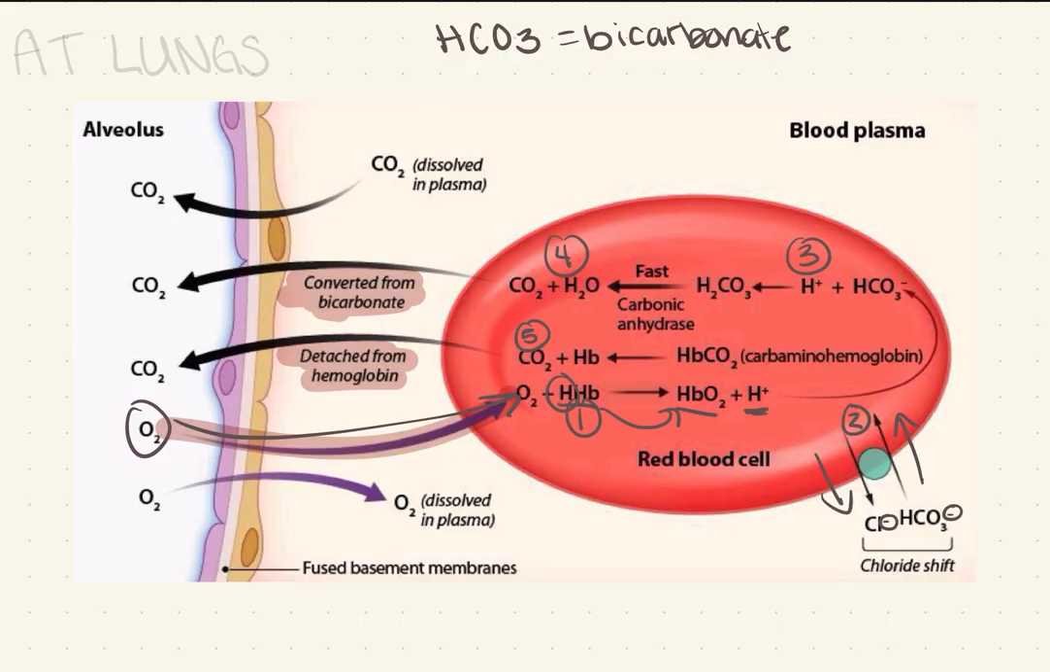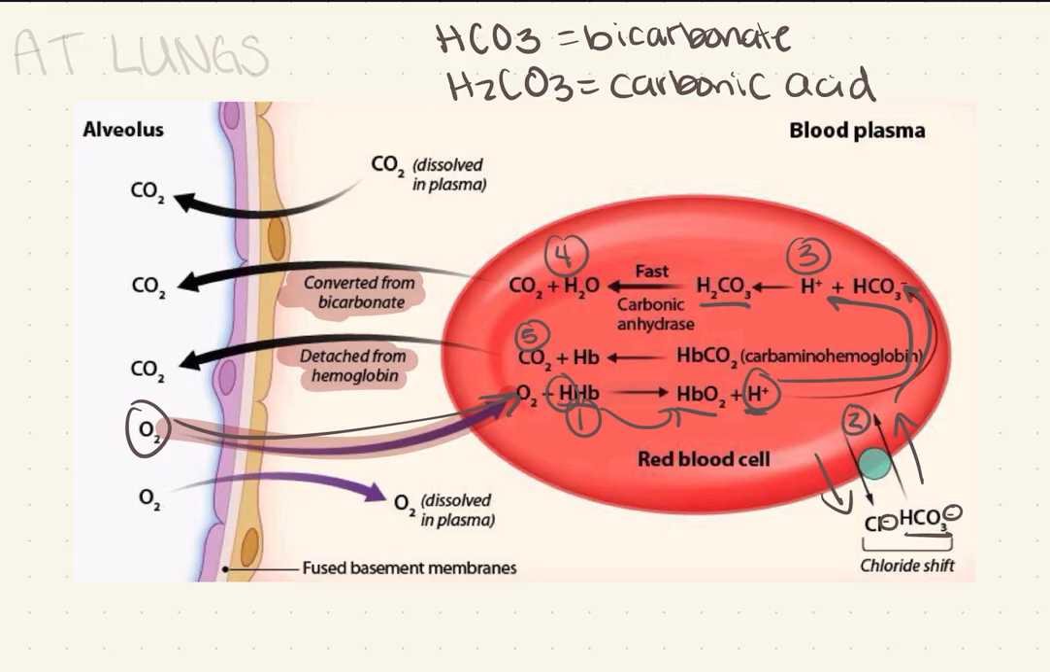All right, so this bicarbonate right here is going to be used in the third step, as well as this freestanding hydrogen from the first step. So the hydrogen and bicarbonate are going to combine to form carbonic acid. H2CO3 is carbonic acid. So hydrogen plus bicarbonate equals carbonic acid.